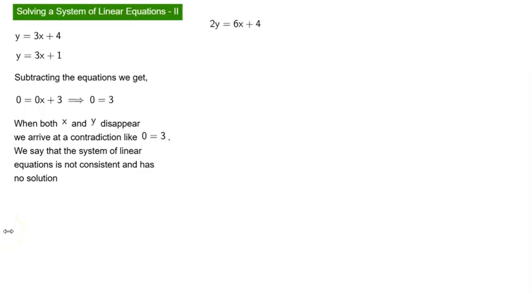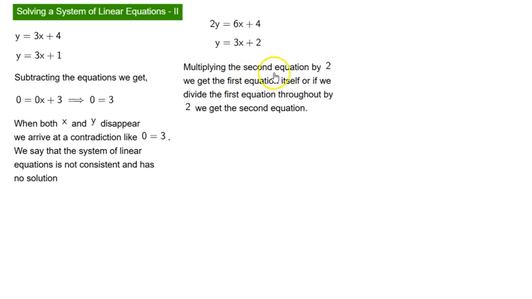Let's look at another system. 2y equal to 6x plus 4, y is equal to 3x plus 2. Multiplying the second equation by 2, we get the first equation itself. So let's multiply the second equation by 2. 2y equals 6x plus 4. So we are getting the first equation itself. Or if we divide the first equation throughout by 2, we get the second equation.